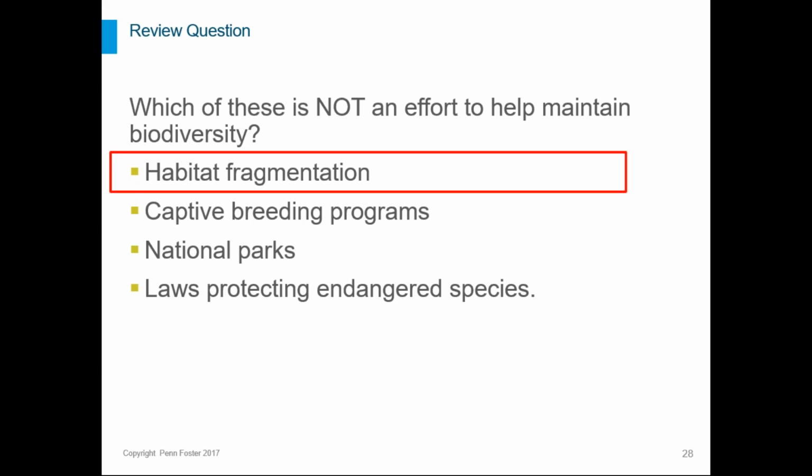Okay, so the only one that's not an effort to help is habitat fragmentation. Remember, habitat fragmentation is making fragments out of a habitat, splitting it up, and that affects the animals that live there negatively. It's kind of ruining their home. The other three, again, are ways that humans are helping to try to keep the species that we have and allow them to live in normal habitats.